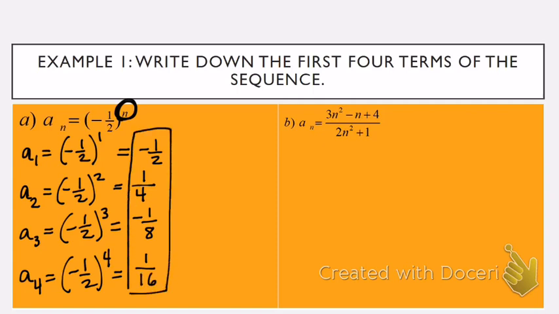So here are my first 4 terms. You guys can do the work on your calculator, or you can do the work by hand like you see here. It's totally up to you.